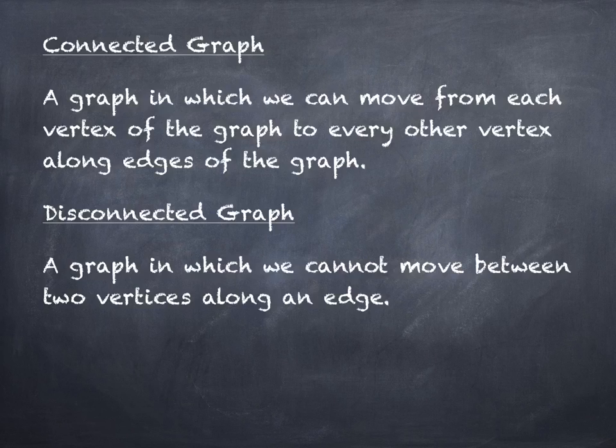Kind of like the paths are sidewalks. I don't want to step on the grass to get there. I've got to stay on the sidewalk to get there. And, of course, a disconnected graph is one in which we can't. We can't stay on the sidewalk. We would have to actually get there some other way or not get there at all.